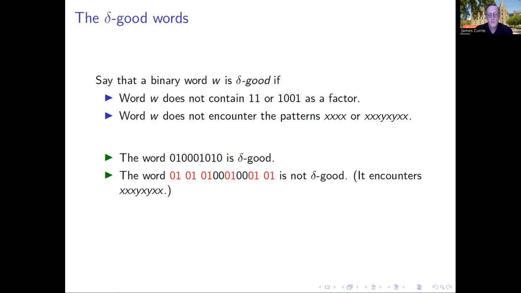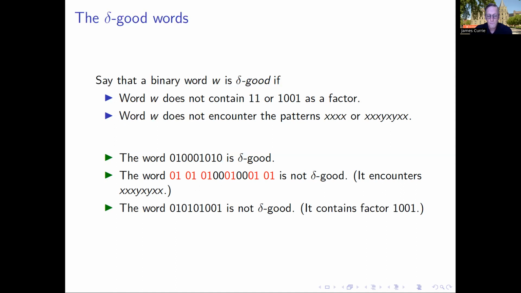Here's one that isn't delta good: 0, 1, 0, 1, 0, 1, 0, 0, 0, 1, 0, 0, 0, 1, 0, 1. This encounters the pattern X, X, X, Y, X, Y, X, X. Here's a word which is not delta good because it has 1, 0, 0, 1 at the end. So we have this notion of delta good words. It resembles the notion of overlap-free words. We forbid certain factors and we forbid some patterns.